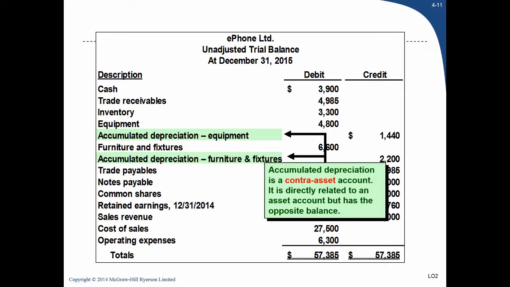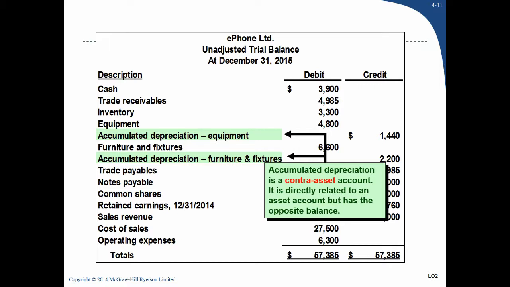Well, what's the problem? A, we're using it to generate revenue, but B, it's probably wearing out, right? It might only have a 5-year life or a 4-year life, after which time it won't be able to generate revenue for us anymore. So what we do is we actually allocate the cost of the asset over its life to offset part of the revenue by recognizing an expense.